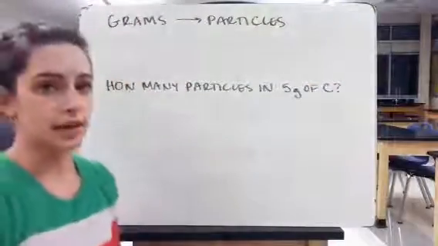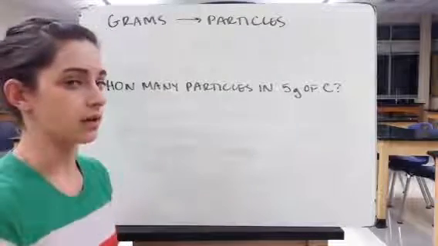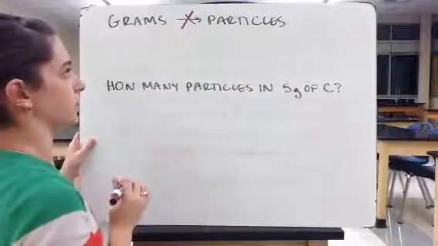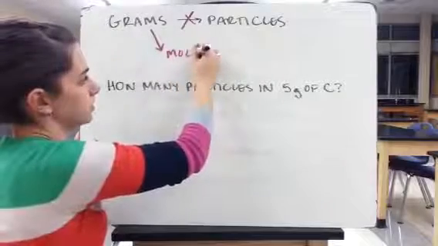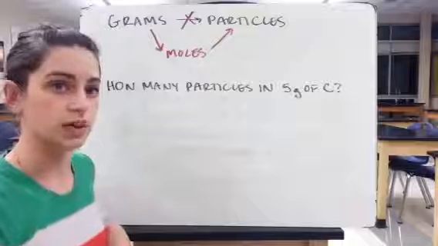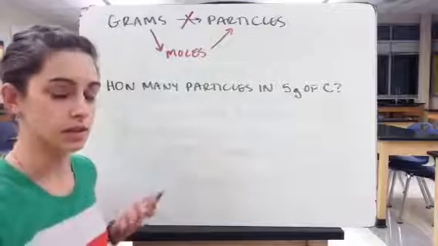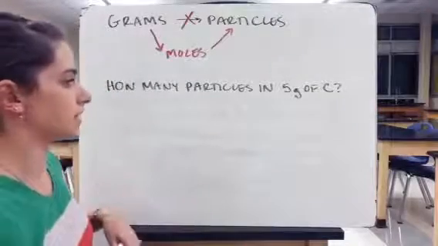So the last scenario I want to look at is if we want to go from grams all the way to particles. Now, we don't have a conversion to do this. We can't go all the way from grams to particles. We need to go from grams to moles, and then from moles to particles. We don't know how many particles are in a certain number of grams. We only know how many particles are in a mole. So this is going to be a two-step conversion.